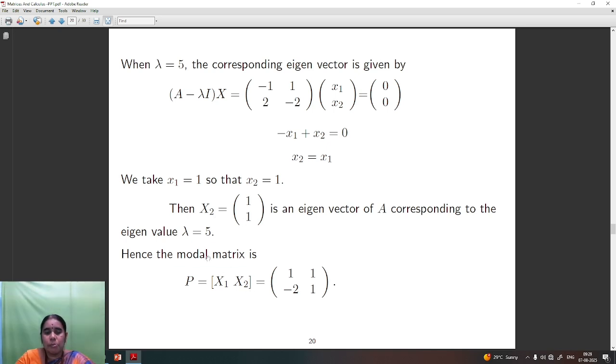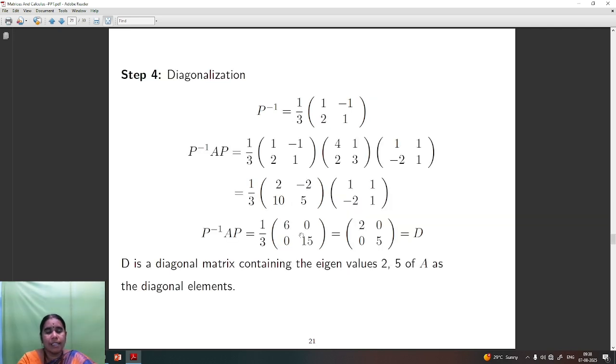Next, we have to calculate the modal matrix. Modal matrix P is nothing but the matrix whose columns contain the eigenvectors of the given matrix A. So, 1, minus 2, 1 and 1, which is our P. Next, we have to check whether this P diagonalizes A. In order to find that P inverse AP becomes diagonal, we have to calculate P inverse, where P inverse is equal to 1 by modulus of P into adjoint of P.